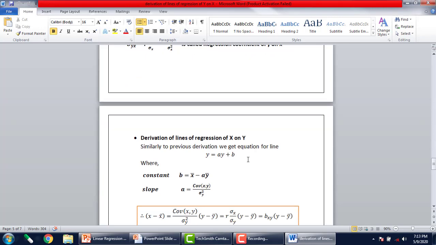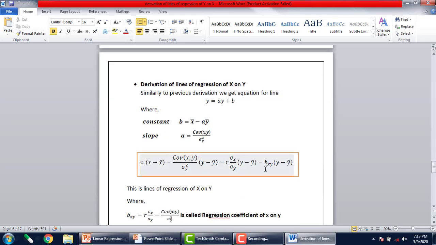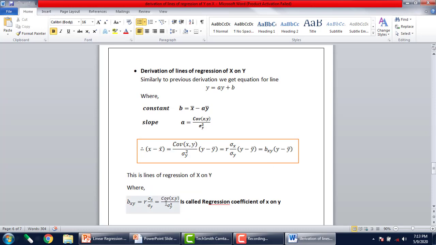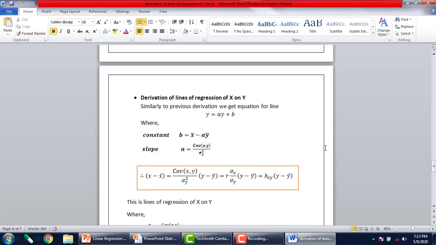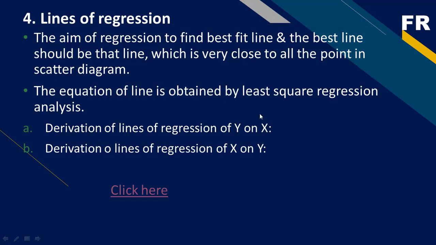Similarly, we calculate the derivation of the line of regression of x on y. Here we take x is equal to ay plus b, where the values of b and a we have already calculated, and this bxy is the regression coefficient of x on y. So this is the derivation of x on y and y on x.